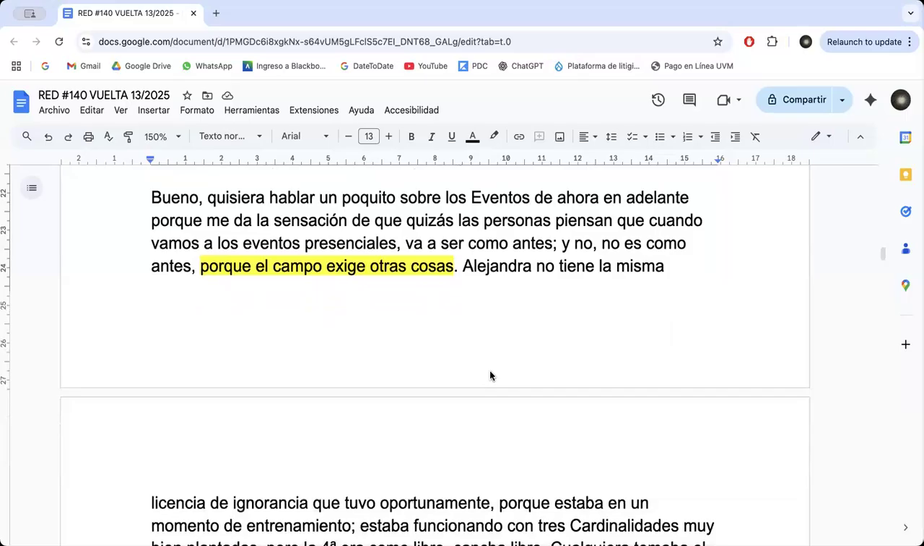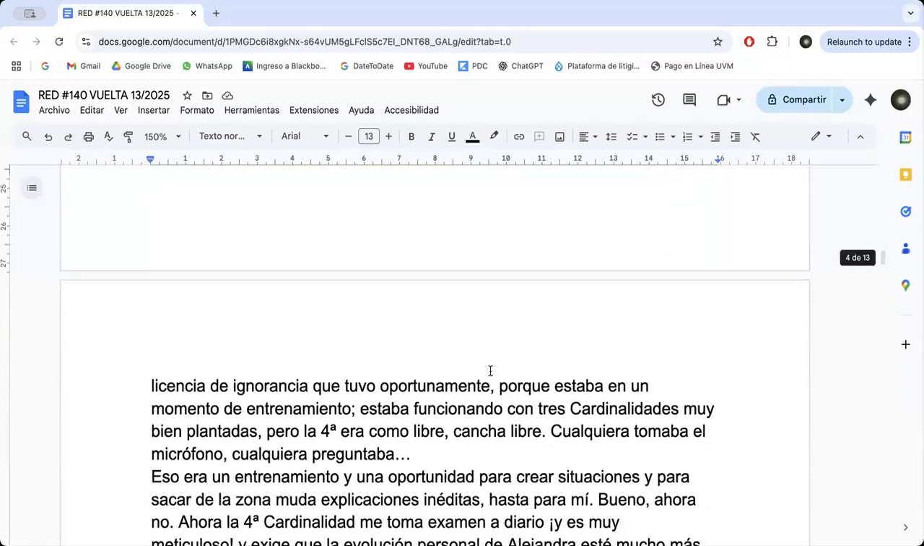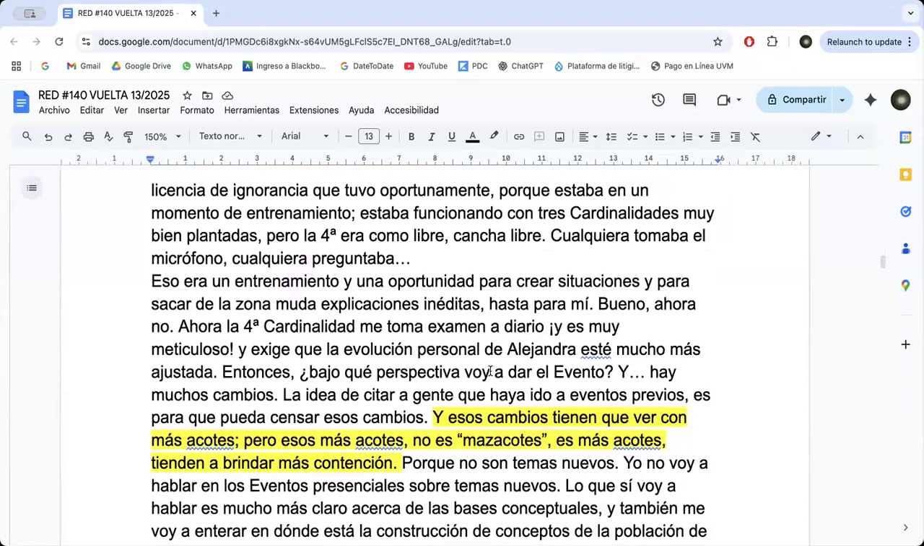So now Ale wants to talk a little bit about the events that are going to be happening from now on, because she says that she has a feeling that people have a certain expectation for events, that they're going to be as they were before. They're not going to be like before because the field is demanding other things. And also because Alejandra does not have the same ignorance license that she had before.